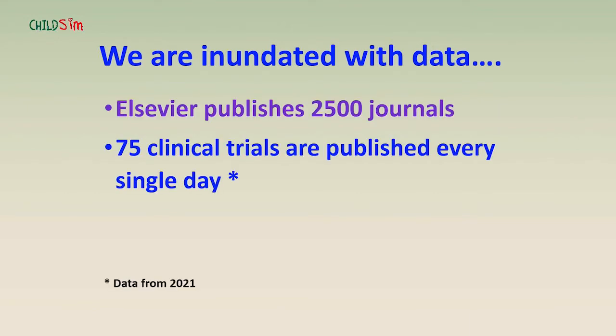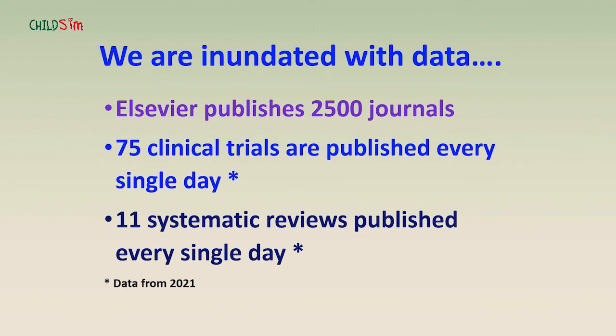I've talked about this in previous talks because there are literally thousands of medical journals out there. Elsevier alone publishes 2,500 journals. And 75 actual clinical trials are published every single day, and this is new data from 2021. 11 systematic reviews are published every single day. So even if we only read systematic reviews in our own fields, we might have to read one every single week. And for people in general practice, they might have to read one every single day.